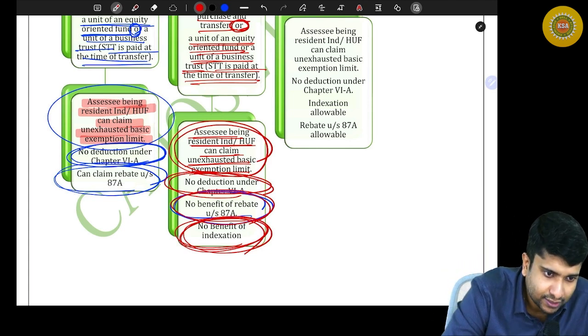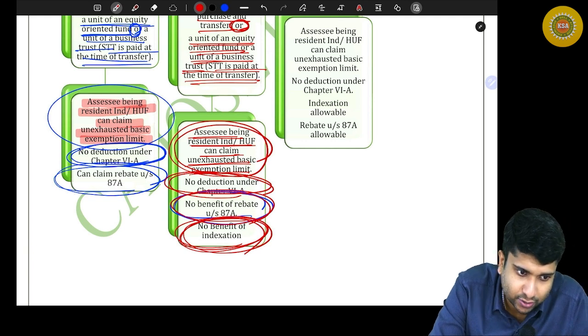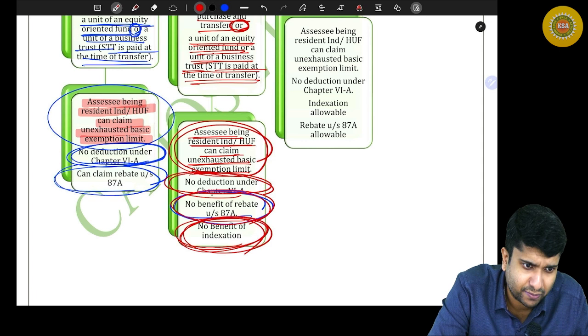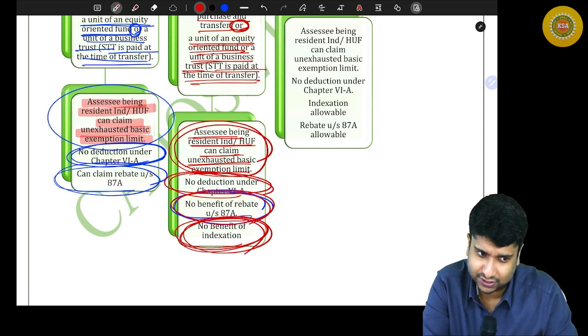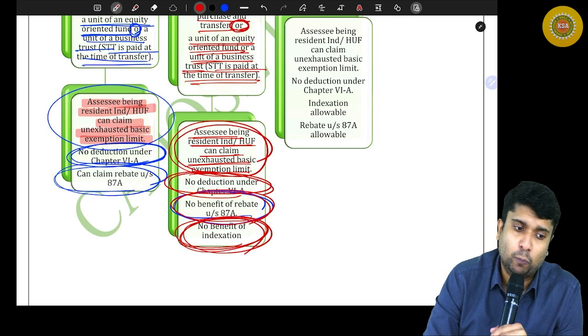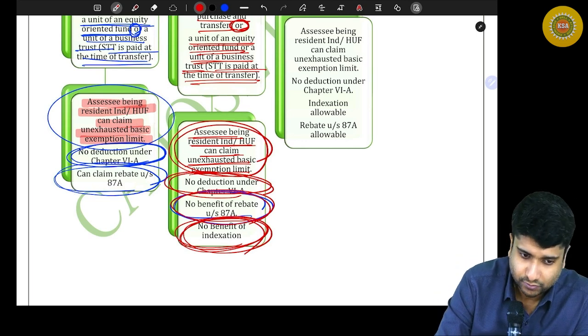112A, 5 lakh. I can deduct 1 lakh under 112A. In this case, can we claim unexhausted basic exemption limit of 4 lakh? How do you get unexhausted basic exemption limit of 4 lakh, Ali Nivas? First of all, the basic exemption limit is only 2.5 lakhs. If you are a super senior citizen resident, then it is possible. Otherwise, not possible.